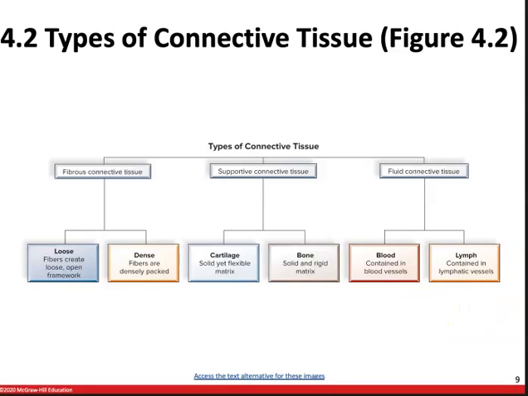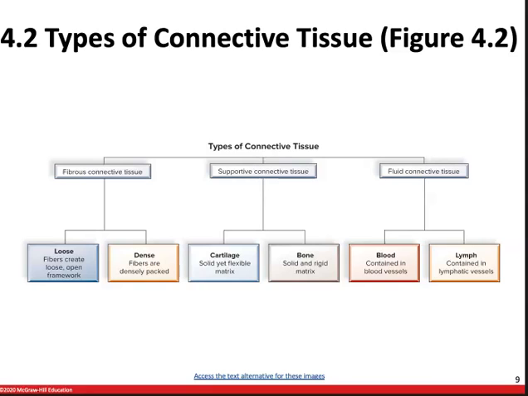Cartilage is made up primarily of chondrocytes. These are cells that lie in small spaces called lacunae. The matrix is solid, but relatively flexible. It lacks a direct blood supply, so cartilage heals very slowly. If you've ever heard of anybody with torn or damaged cartilage, it's a very slow healing process because there's no direct blood line to it.